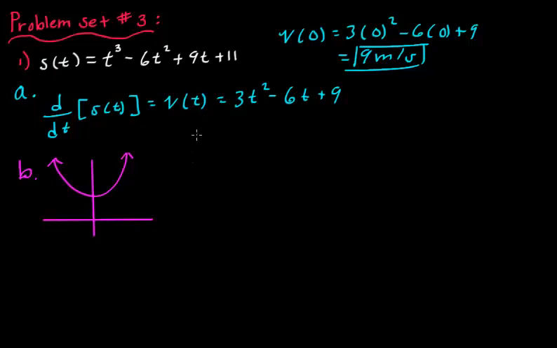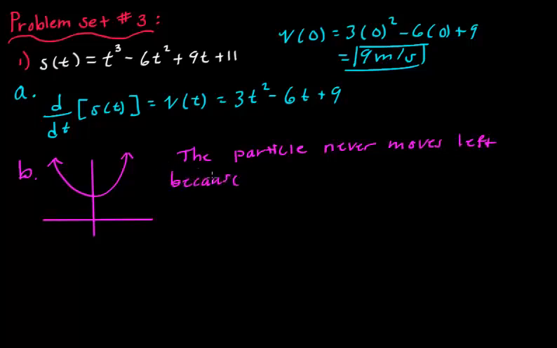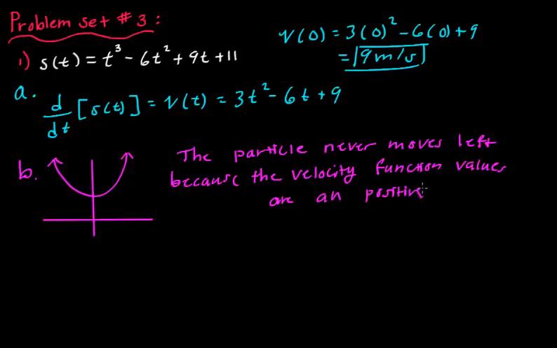So the particle is never moving to the left because the velocity function values are all positive. Okay. So that's going to answer part B for us.